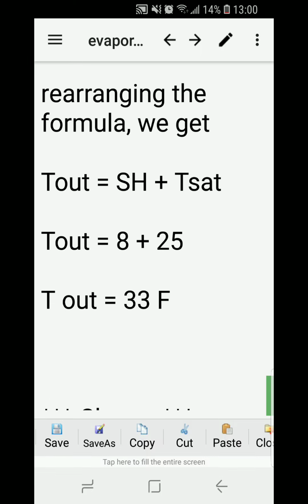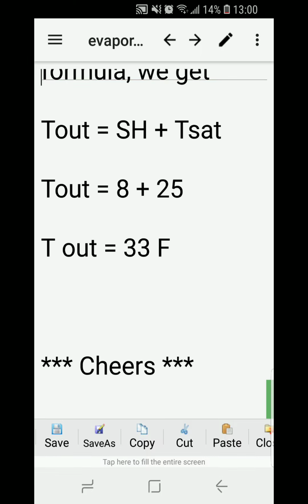So now all we need to do is add the superheat to the saturation temperature. So now we get T out is equal to 8 plus 25. T out is equal to 33 Fahrenheit. And that's the evaporator temperature at the outlet.